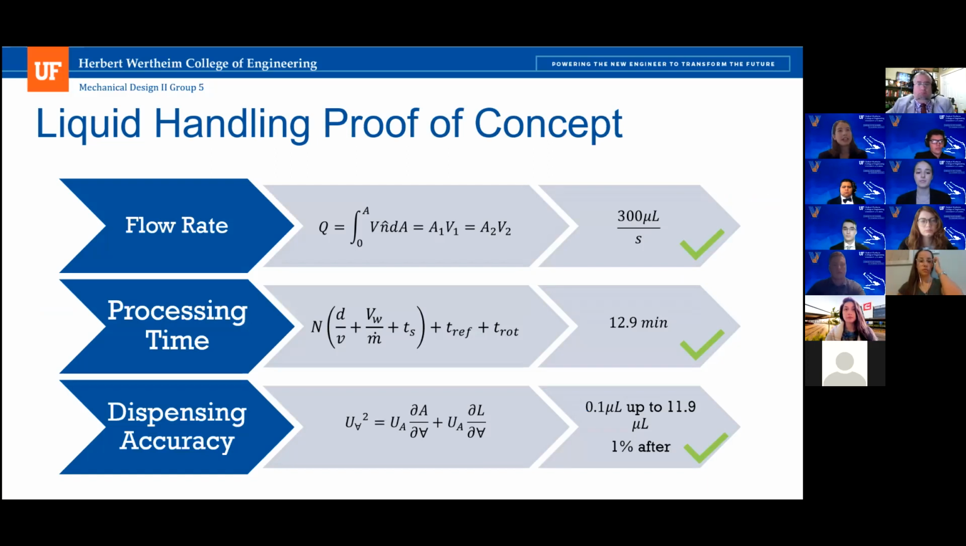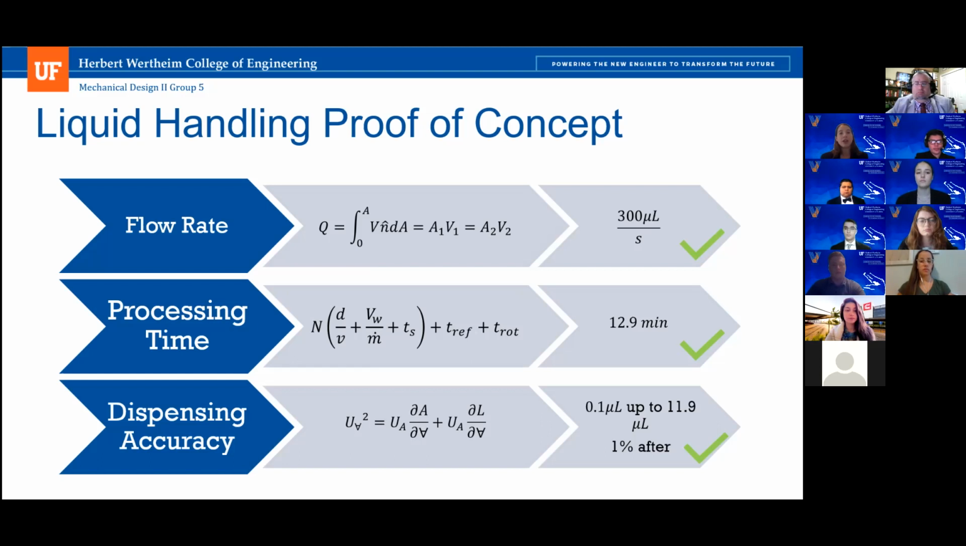So for our liquid handling proof of concepts, our first calculation is our volume flow rate. So we were able to meet the customer need of 300 microliters per second by performing a control volume and conservation of mass analysis on both syringes.